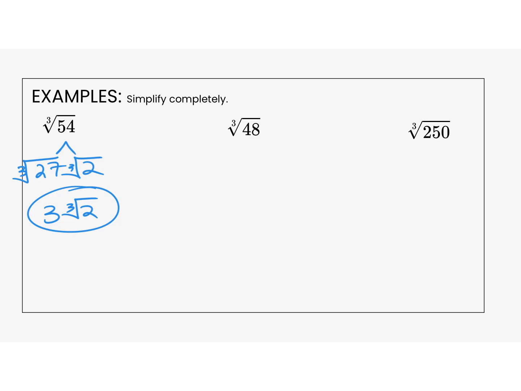Okay, 48. Now, again, some of you might be saying, oh, 48, that's 16 times 3. Well, again, we're looking at perfect cubes now. So 16 doesn't help us the way that it did when we did perfect squares. So now I need to be thinking perfect cubes. Okay, that's 8 and 6. So what's the cube root of 8 and the cube root of 6? Well, the cube root of 8 is 2. The cube root of 6, then I just leave. So I have 2 cube root of 6.